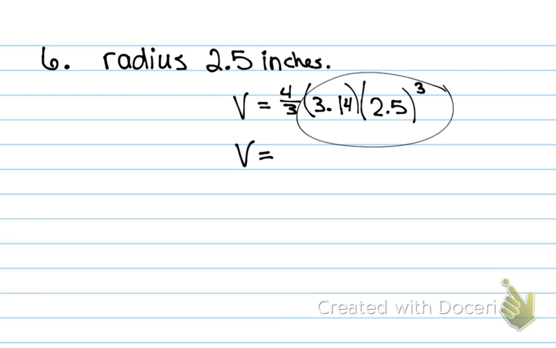So what is 2.5 to the 3rd power? It's like 15.6. Then multiply that by 3.14, and I get 4/3 times 49.1. And if you say 49.065, that's fine too. We're doing a little bit of rounding in our work, but if it's a little different, that's not going to change our answer dramatically.